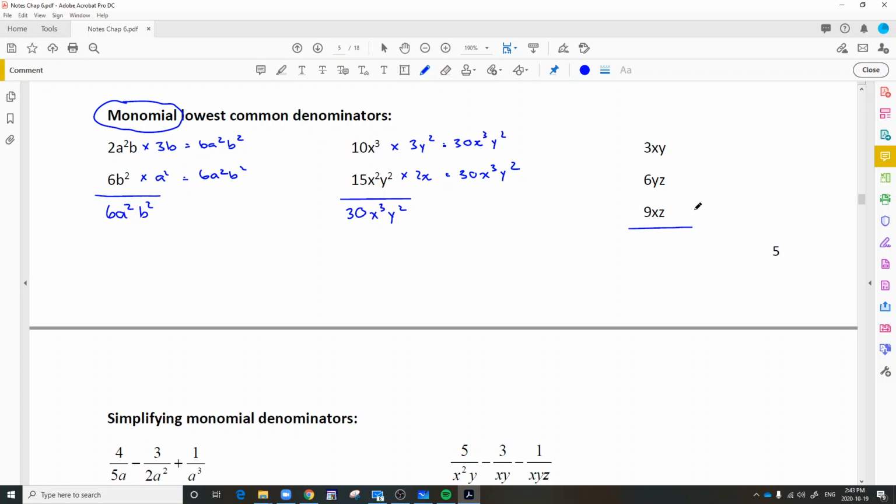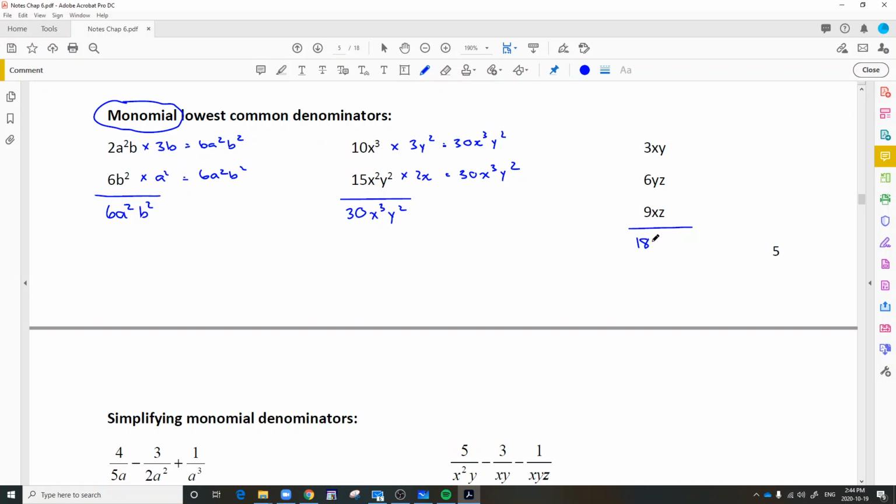Okay, hopefully you gave that a go. So we have 3, 6, and 9. The first thing I always check is I look at the highest number. Does 3 and 6 go into 9? Nope. So then I double 9 and I get 18. Do 3 and 6 go into 18? Yes. Then I have to make sure all the variables are there.